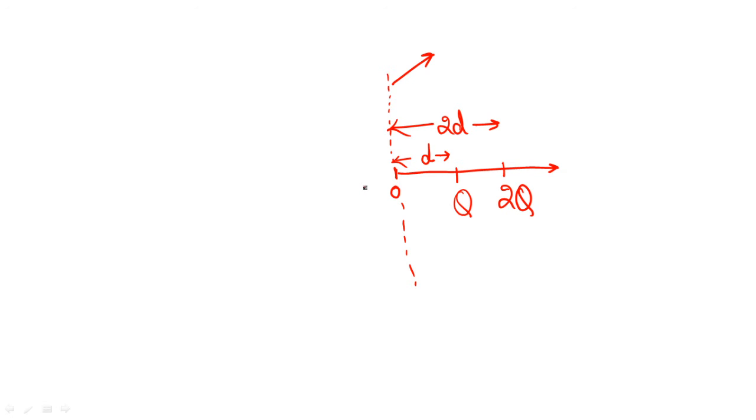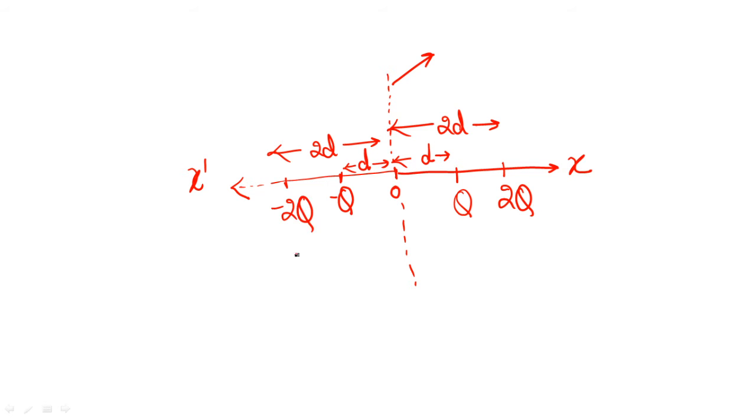the image charge method. In that case, we need to consider the opposite charges at equal distances. So if this is the origin, at distance d you will have the charge minus q, and at distance 2d you will have a charge minus 2q, towards the negative side. If this is x-axis, this is x dash, and it will be minus 2q. Clear.